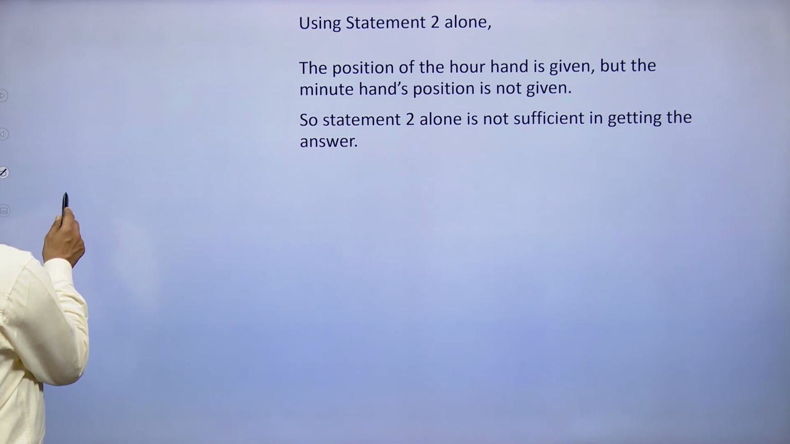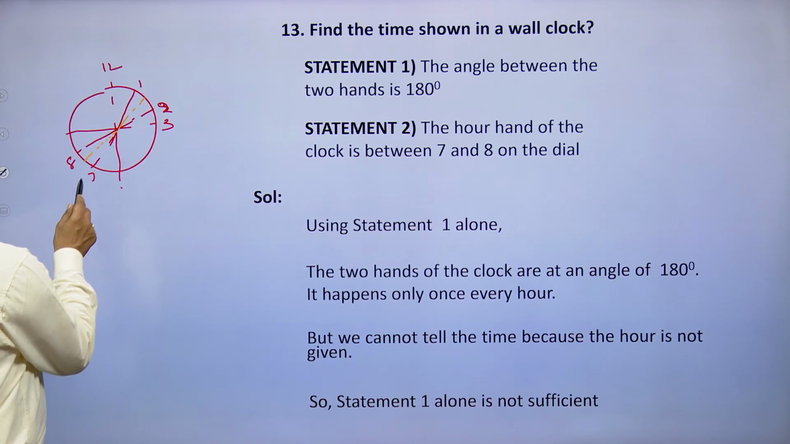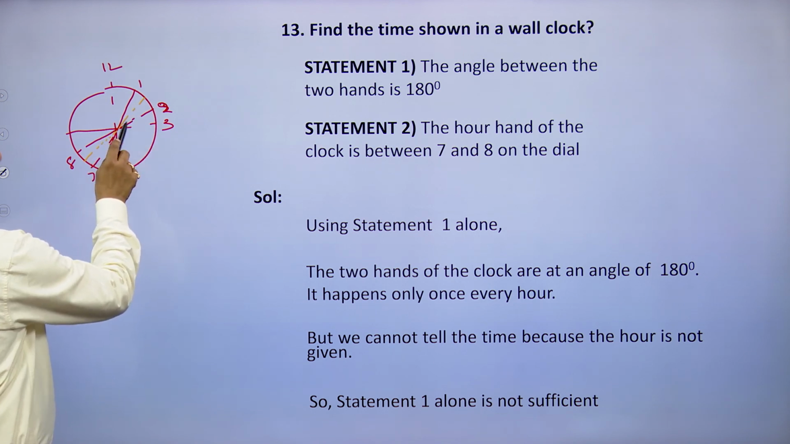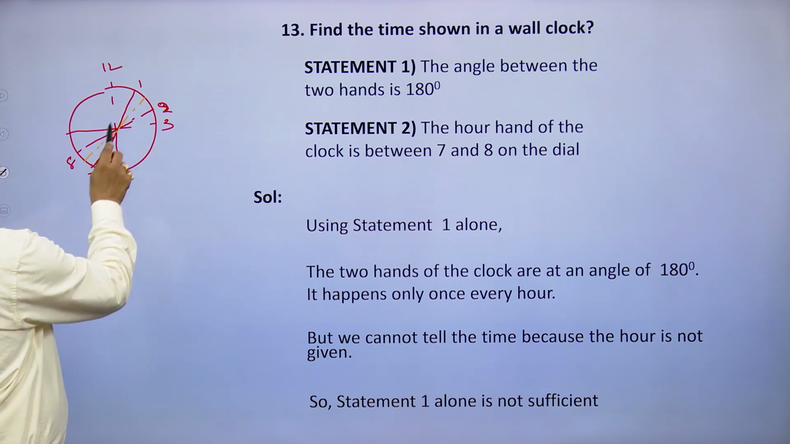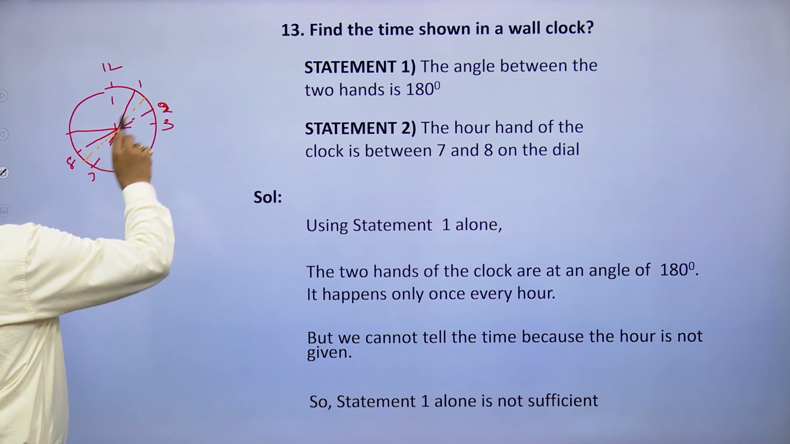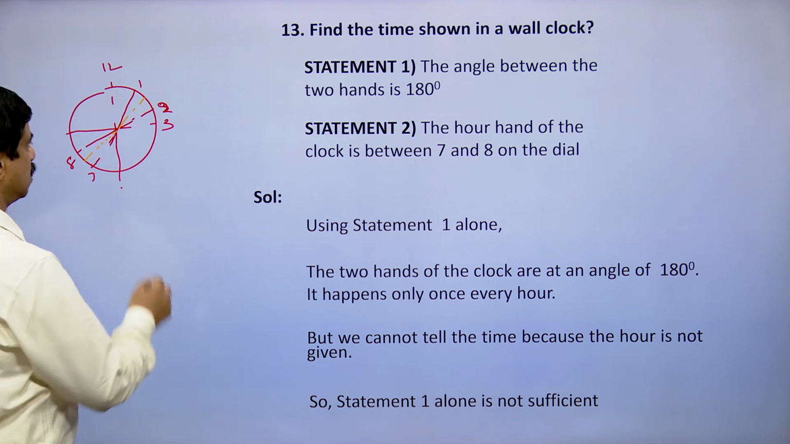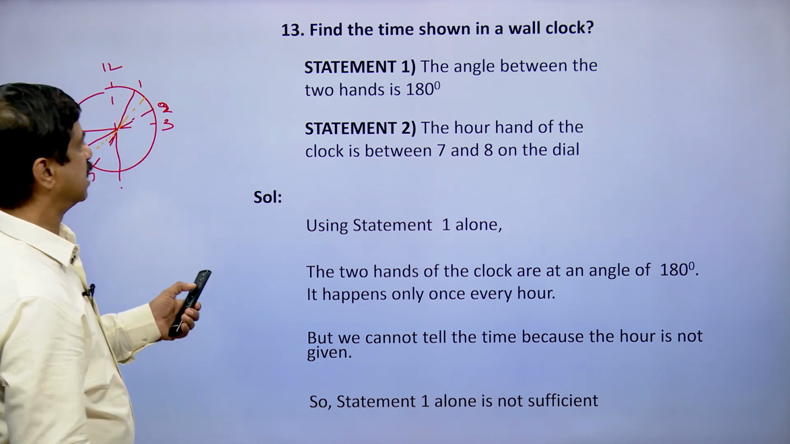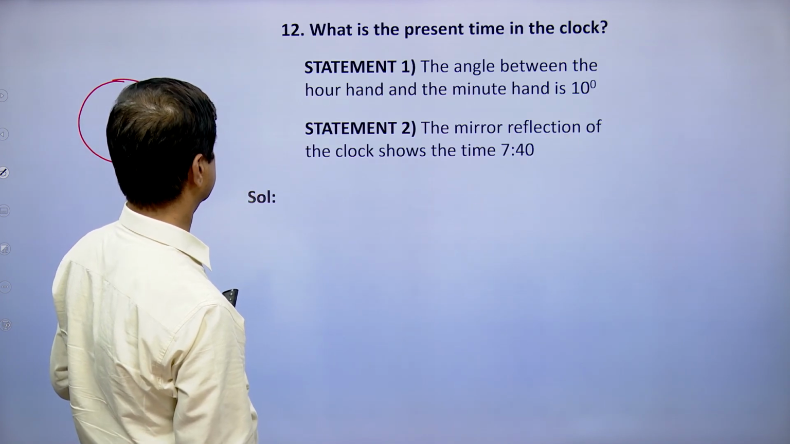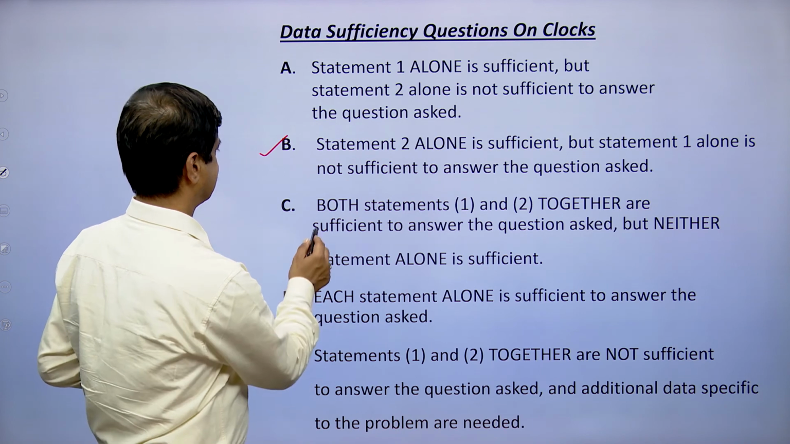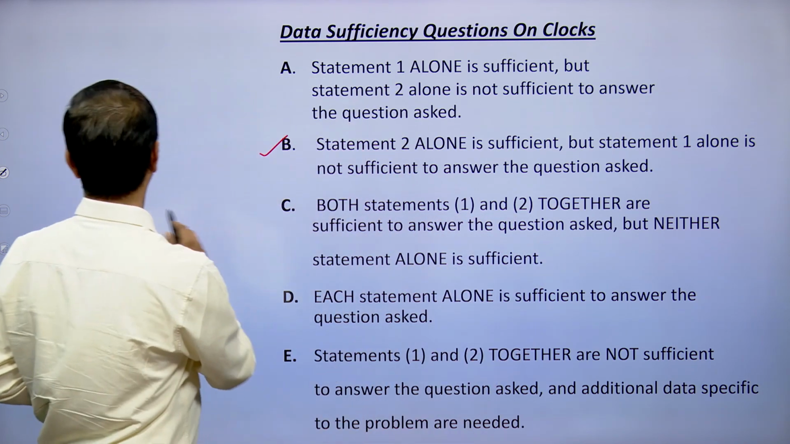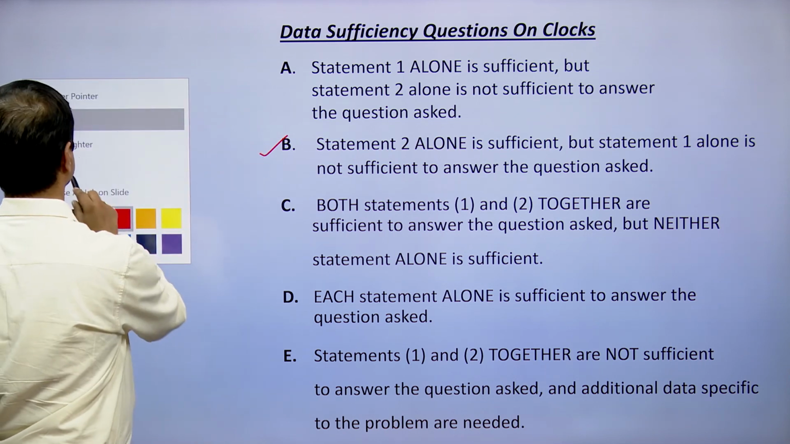Here if you look at the diagram, we are able to tell that if the hour's hand is here, the minute's hand is somewhere here, right? That means it should be between 7 and 10, maybe 7:07 or 7:08 like that. So this is how we can tell the answer. So therefore, what is that statement C? Both statement 1 and 2 together are sufficient to answer the question. So based on that, we will be able to tell the answers.